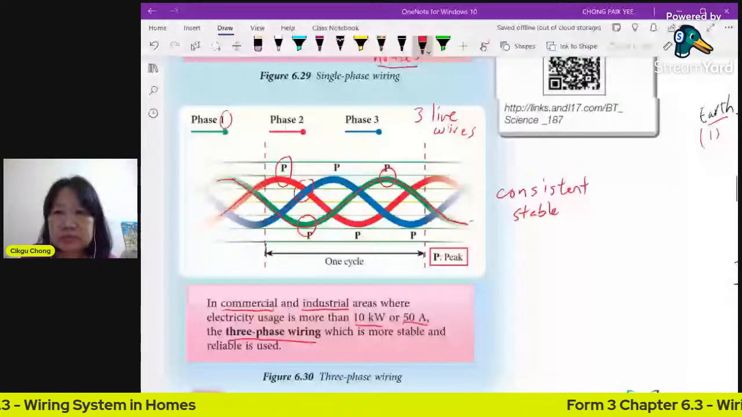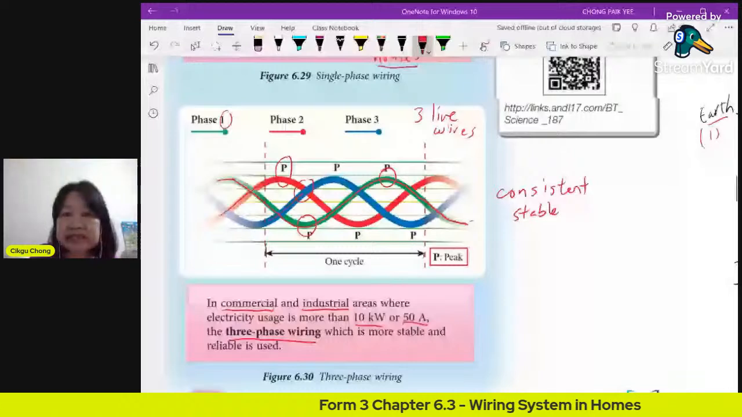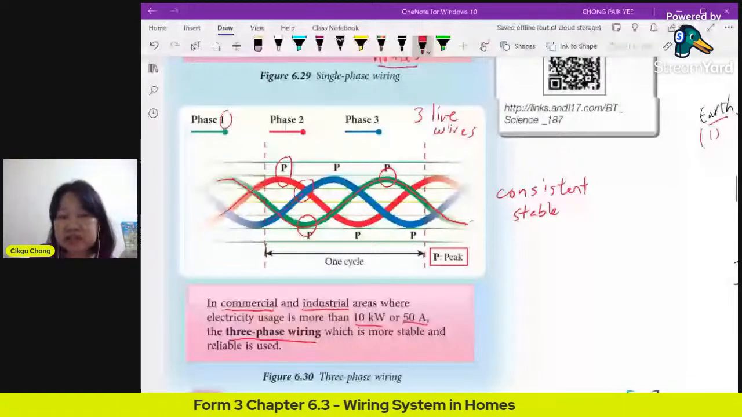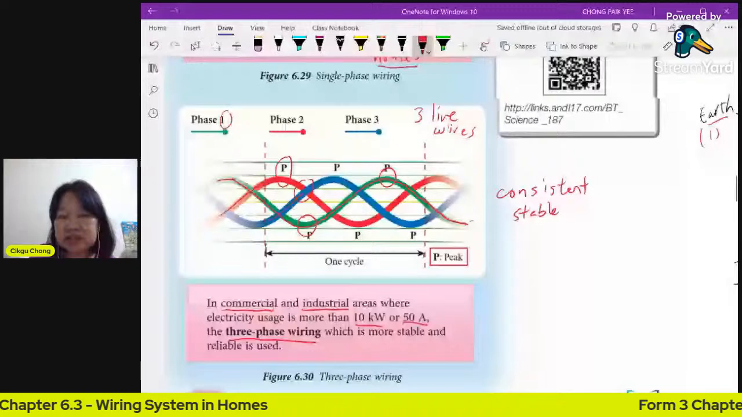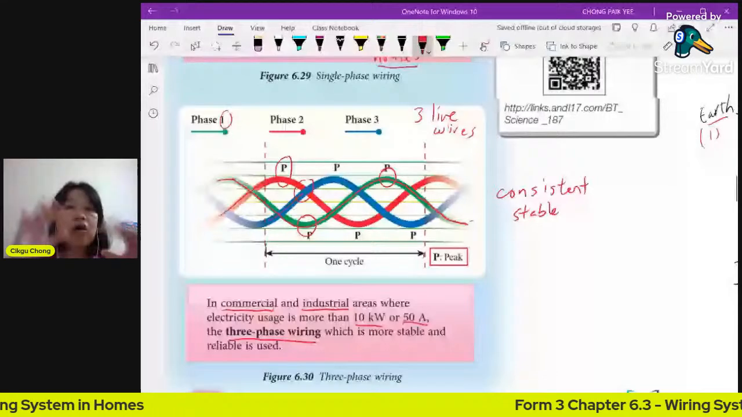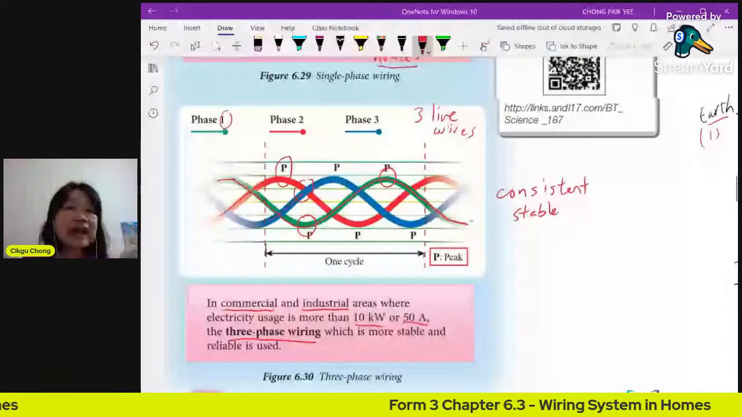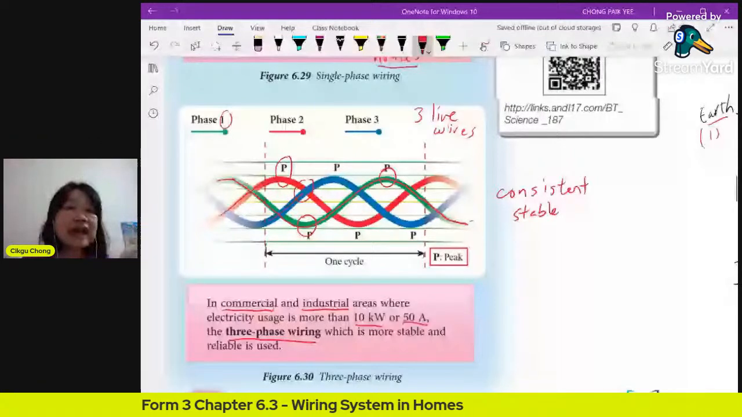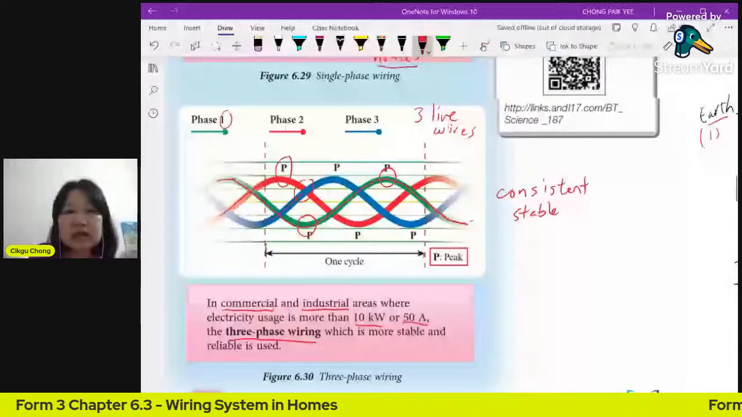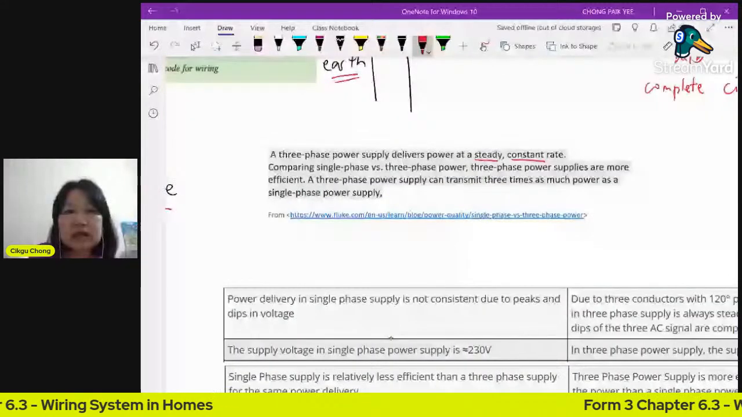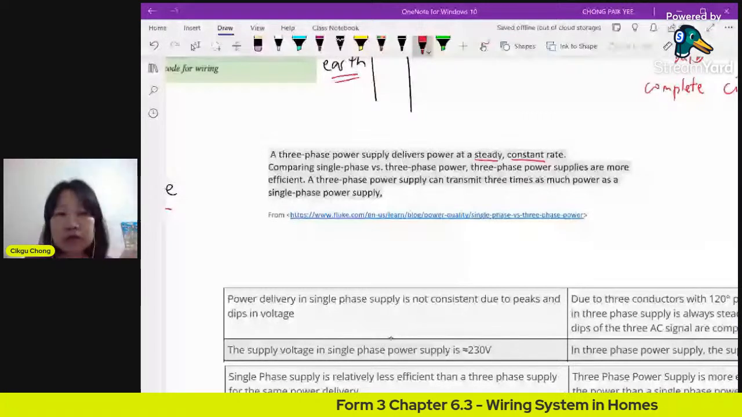So three-phase power supply delivers power at a steady, constant rate. But you can see from the pattern that if one is down, then the other is up also. So it's not always down at the same time. So this is up, this is down. You can see it compensates. So it's more consistent, and you can find that three-phase power supplies are more efficient. It can transmit 3 times as much power as a single-phase power supply.